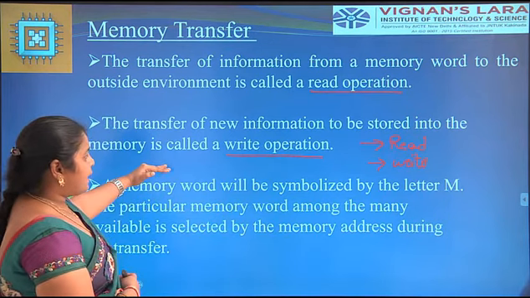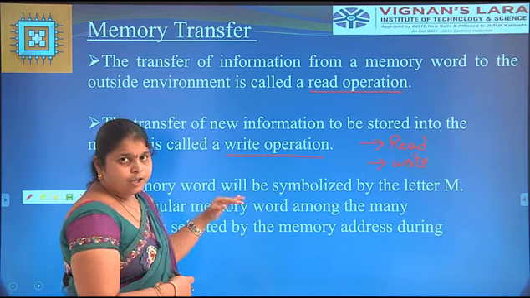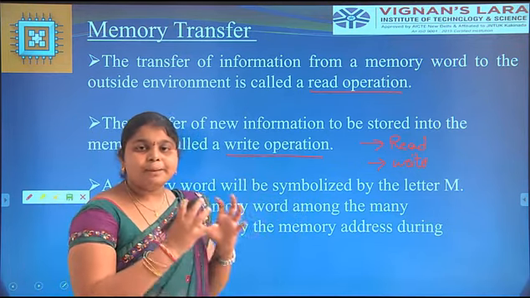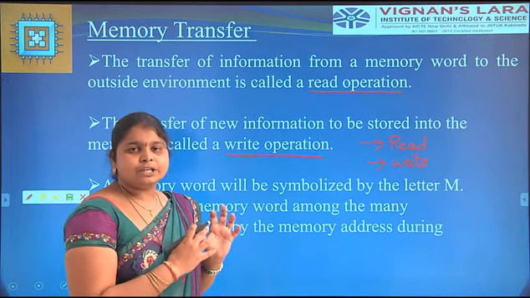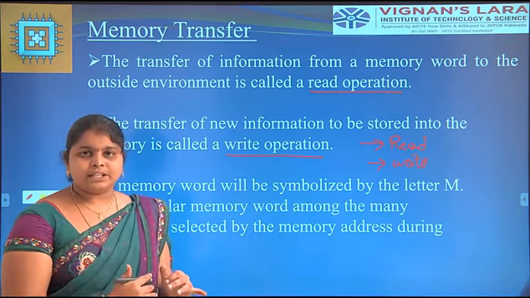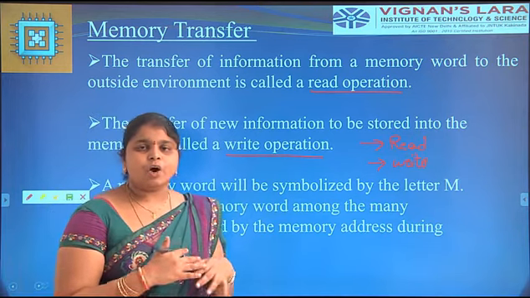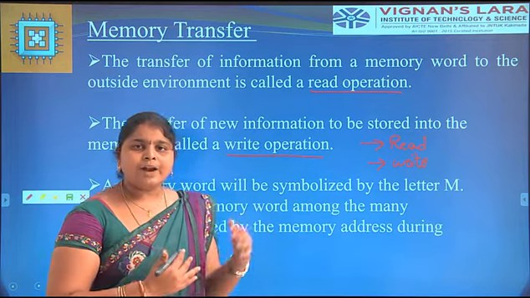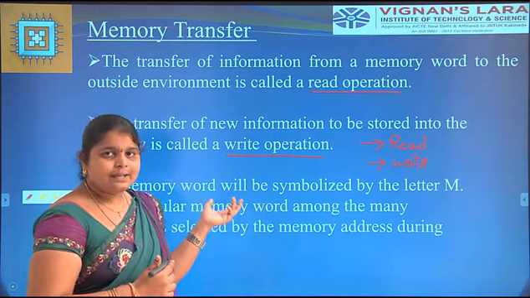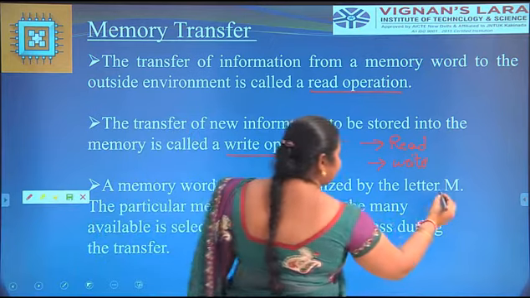In write operation, the transferring of new information to be stored in the memory is called the write operation. Outside the environment, the memory words are in readable format, and that can be stored in the internal storage. Information storage is known as a write operation. In read operation, the memory word is visible in the outside environment, and in write operation it is stored in the internal memory of the register. A memory word is symbolized with the letter M.